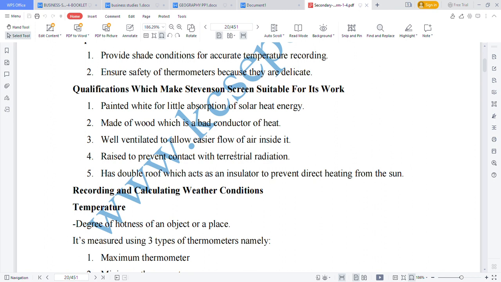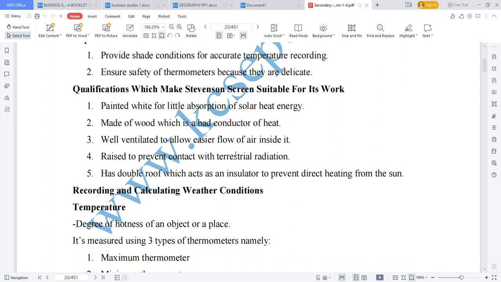Qualifications which make the stabilization screen suitable for its work. What are the things which make it suitable? It is painted white. Why is it painted white? It is painted white for little absorption of solar heat energy.